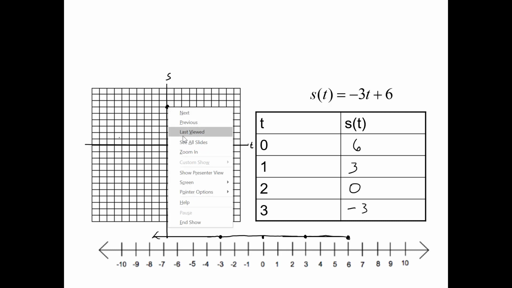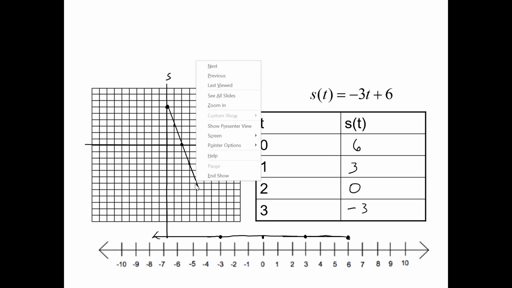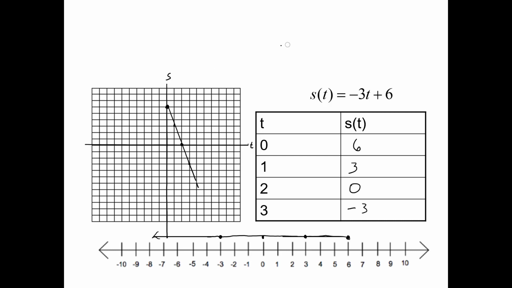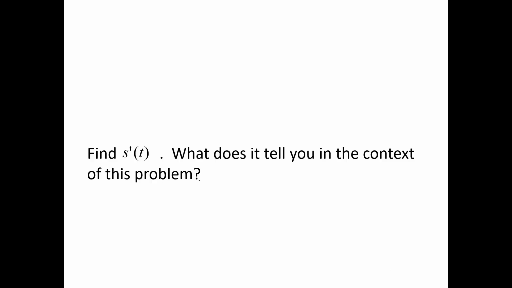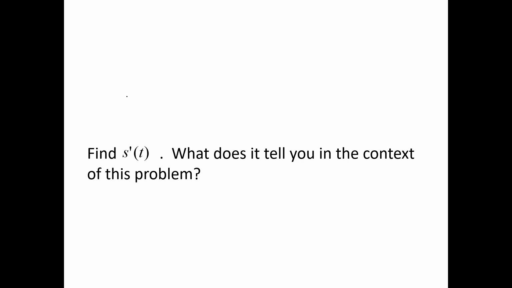In these problems, we're going to assume that time is positive. And so there we go. So S of t is negative 3t plus 6.